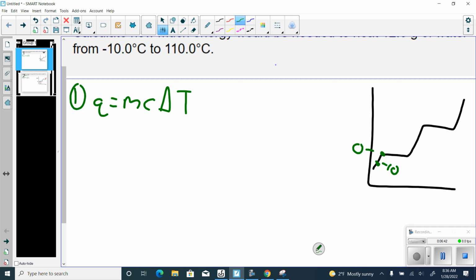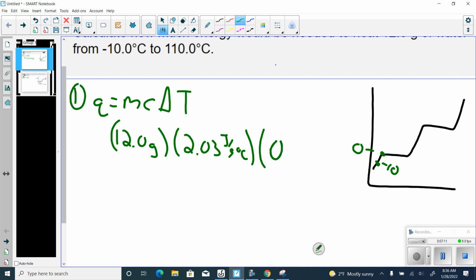The mass in the problem is 12.0 grams. The heat capacity, the C value, you need to use ice's number. That's 2.03. Change in temperature. Final, which is 0, minus initial, which is a negative 10, gets me 10 degrees Celsius for my delta T.